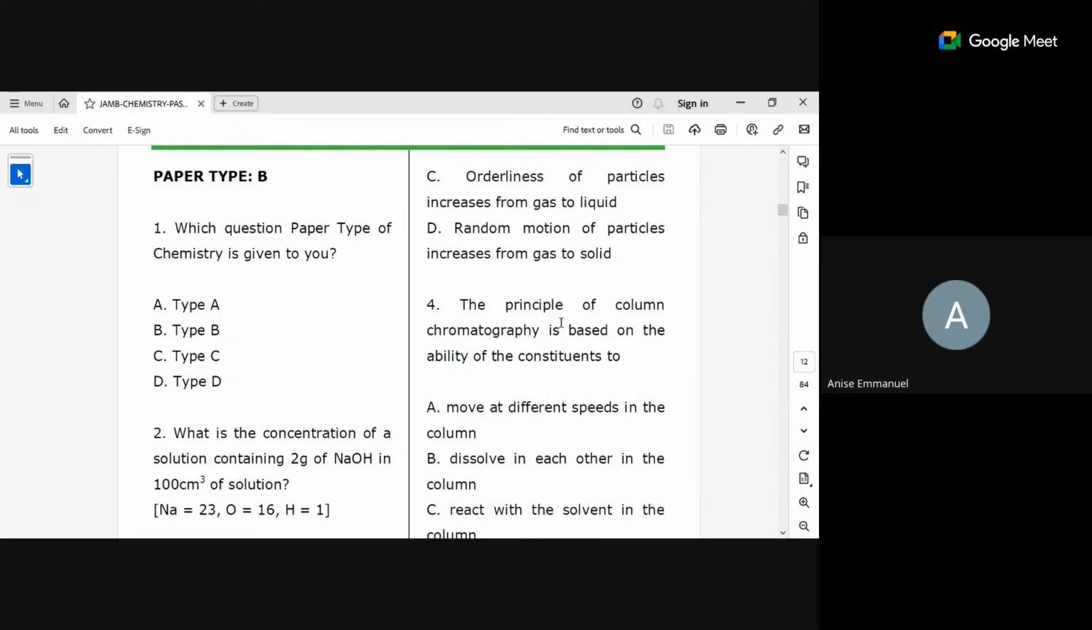Now, initially, let's say some years back, JAMB questions used to be like 50, 60 objective questions. But now it's 40. So if you are preparing for 50, you're on your own. So you stay informed. And the next one, the last but not the least, is believe in yourself.